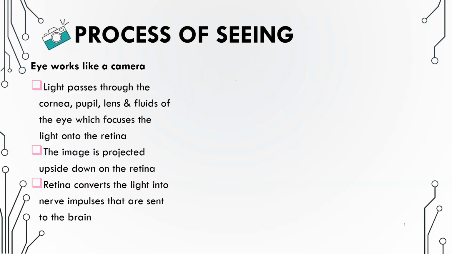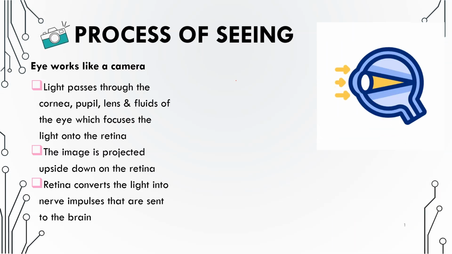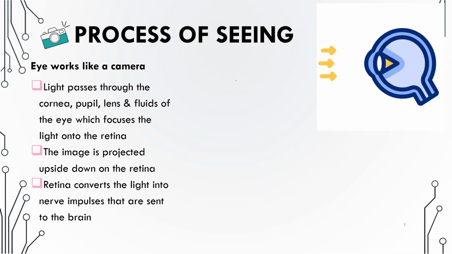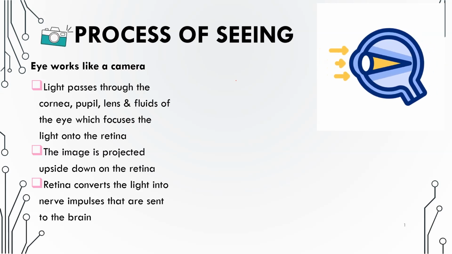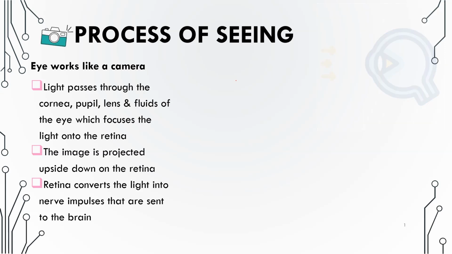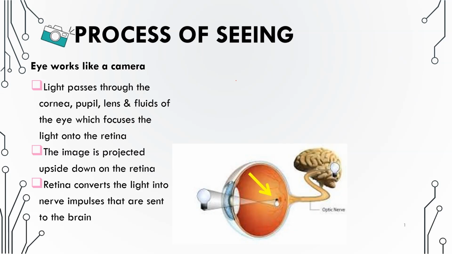Let's see the process of seeing. As you all know, the eye works like a camera. So when the light passes through the cornea, pupil, lens and fluid of the eye, it will be focused onto the retina, which is very important. Then the image is projected upside down on the retina.